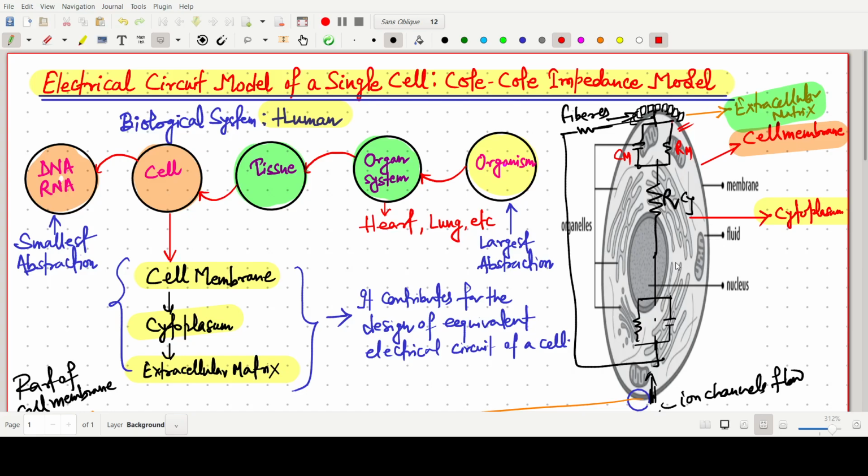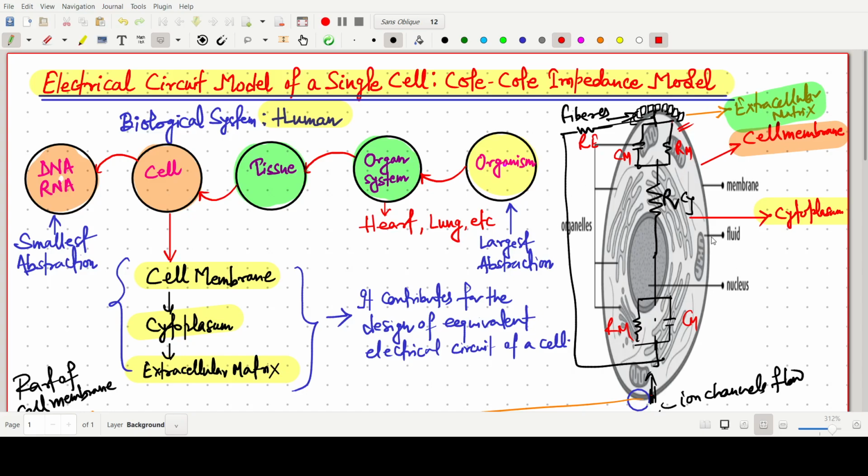Inside the cell there are so many things, like the mitochondria and many fluids, with so many resistances connected in parallel, so we consider the smallest resistance; why, we have already covered. So R cyto, and then again the membrane, Rm, Cm, and this one is our Re, the extracellular matrix.